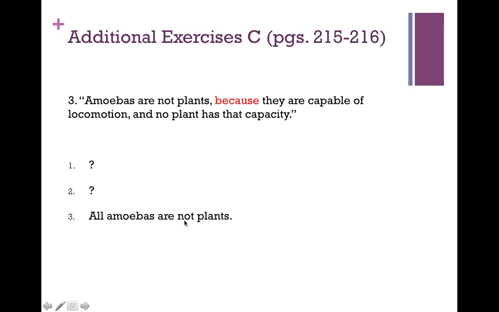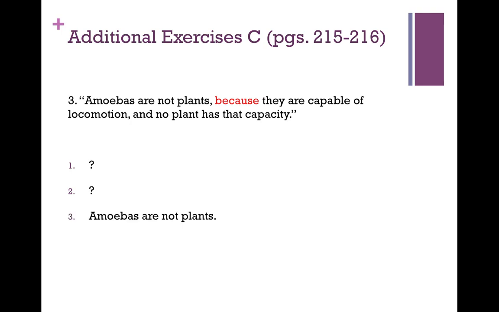And this is not one of the standard ways that we write categorical propositions. Remember, we write all S are P, no S is P, some S are P, and some S are not P. There is no categorical proposition of the standard 4 that goes all S are not. We don't do it that way. So we're going to have to write this differently.